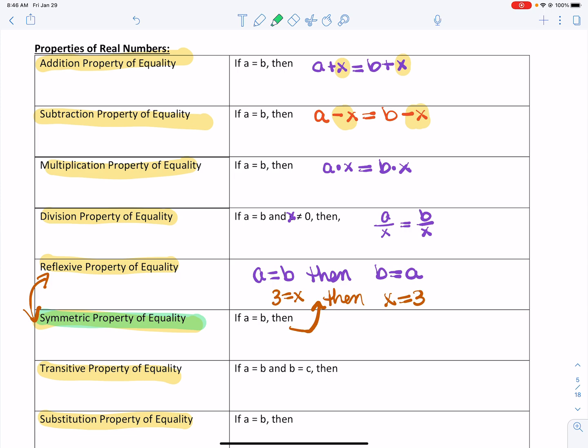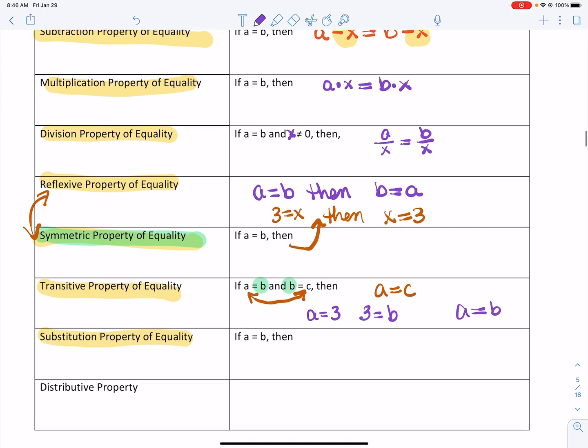Transitive is saying, now I'm going to use highlighters so you can see this. If A equals B, right, and B equals C, then doesn't A have to equal C? Okay, because you're basically doing substitution, and I know you guys did this in pre-algebra. So like if A equals 3 and B equals 3, then don't A and B have to equal each other?